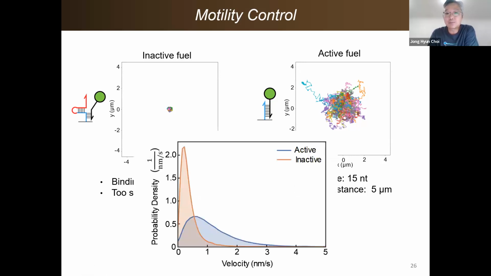Not only the trajectories, but also when it comes to the speed and velocity. If it is inactive, it doesn't really move well, but with active fuel, the follow vesicle can move well, as designed, at an average velocity of something like 1 nanometer per second.